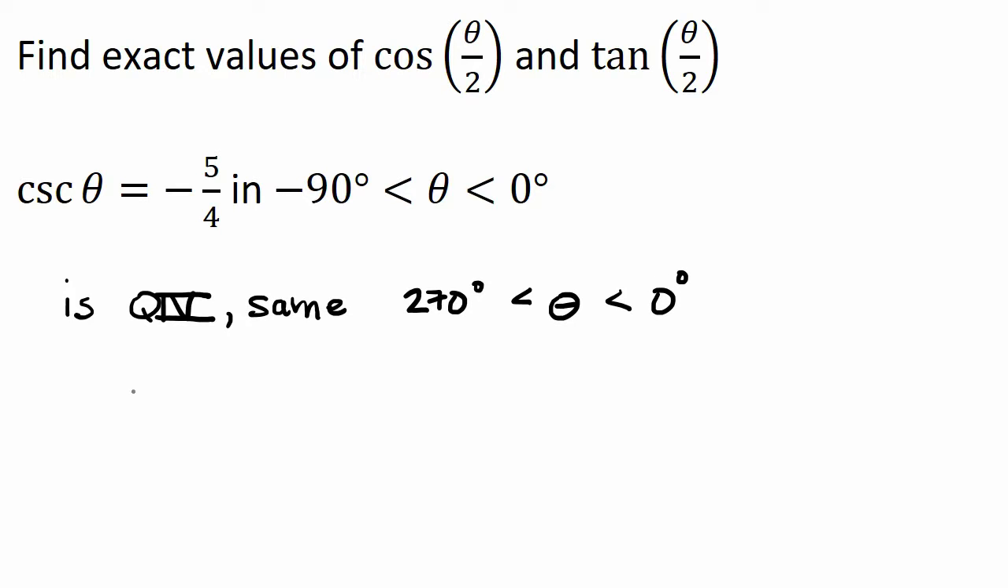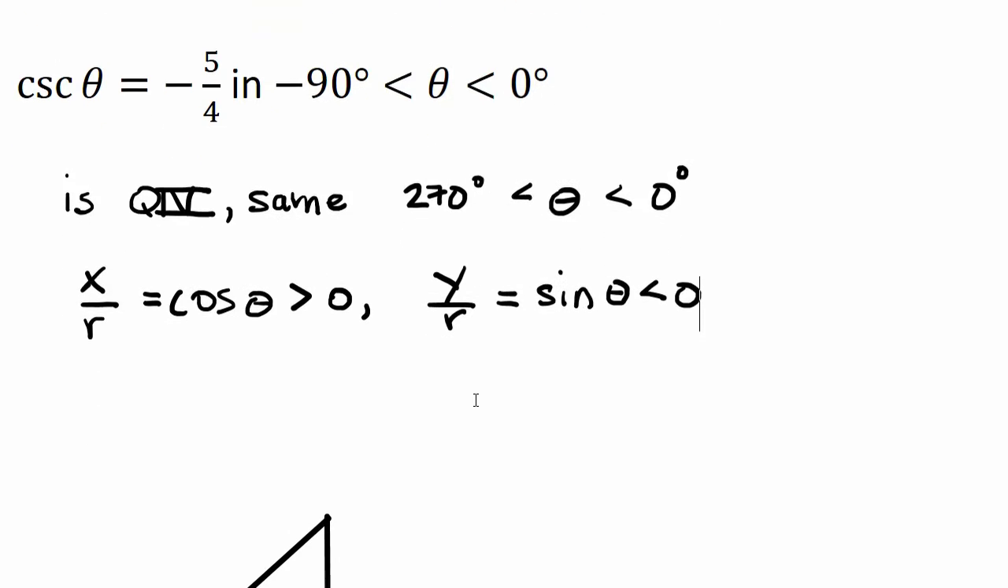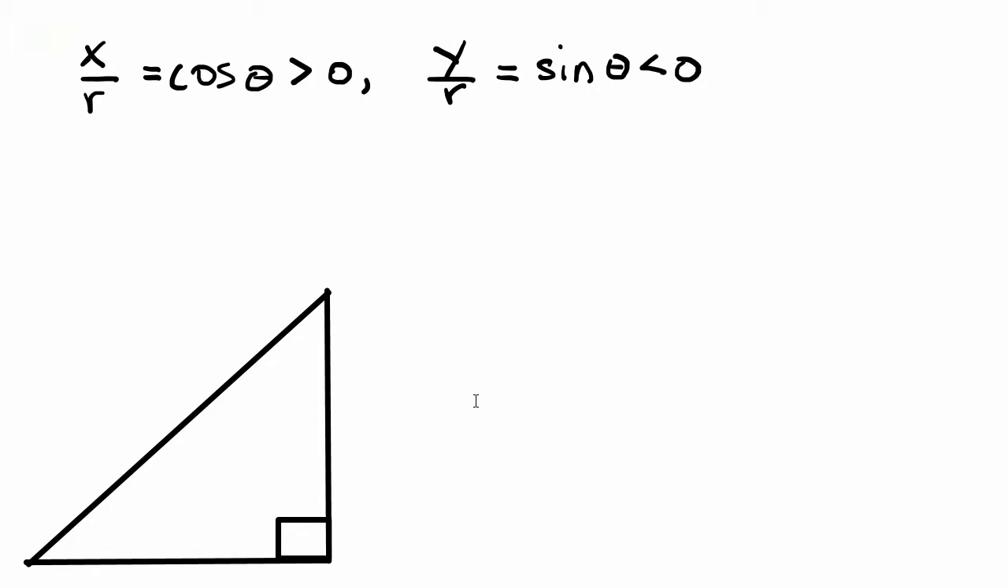So we also know in quadrant 4 that x values, x over r, which of course is going to equal cosine theta, are positive. In quadrant 4 the y values, y over r, that's going to be sine theta, and those values are negative. So whatever we do, we need to think about the fact that our angle theta is in Q4, and that means our half angle will be there as well. So let's think about this.